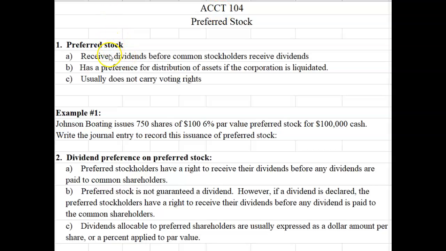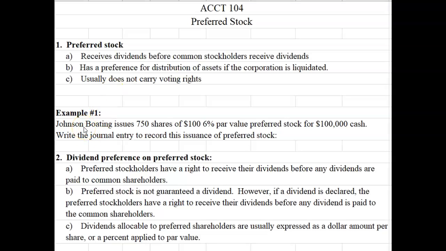Preferred stock receives dividends before common stockholders receive any dividends. Preferred stock also has a preference for the distribution of assets if the corporation is liquidated, and preferred stock usually does not carry voting rights.